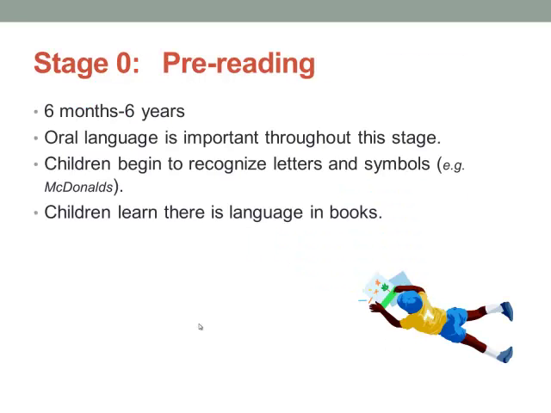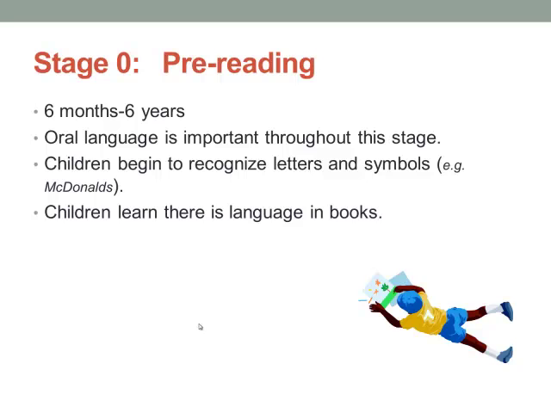The first stage, or stage 0, is called the pre-reading stage. This is roughly around ages 6 months to 6 years. Throughout this stage, oral language is important. In order to support and foster oral language, children need great interaction with oral language so that they can play and learn. That's where reading to children comes into play, as well as having very meaningful conversations with children.